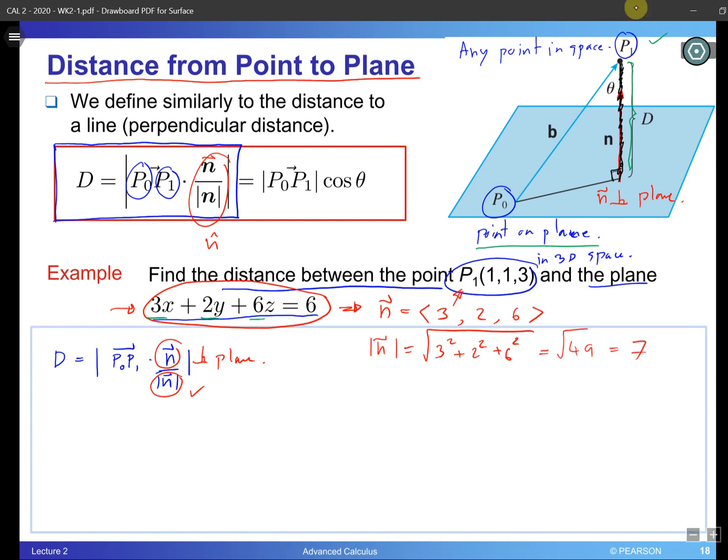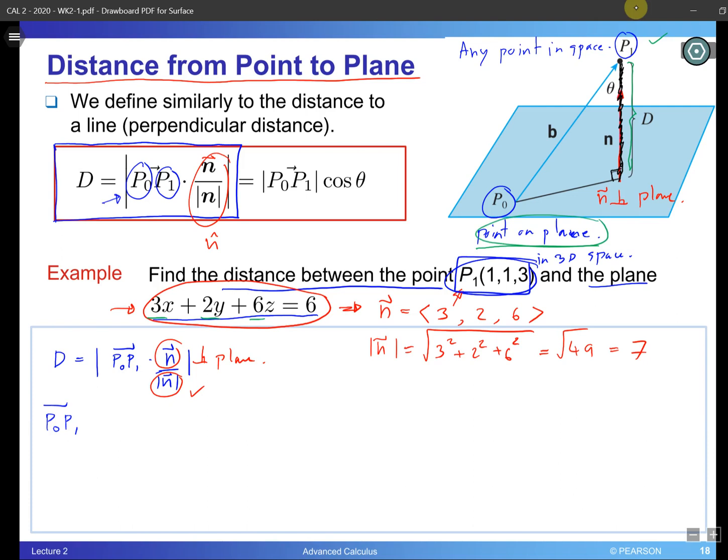Okay, now we need to work on the vector P0P1. We need to find out about this vector P0P1. At this point, we only know P1, which is (1, 1, 3). We don't know where this P0 is, but we know what it means. What does it mean by this P0? It has to be a point on the plane. So let's find one.